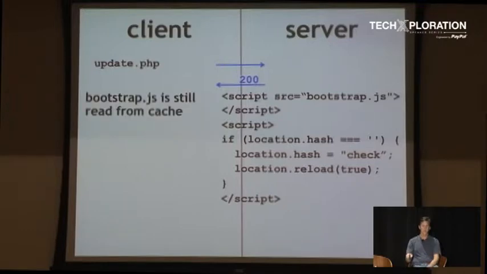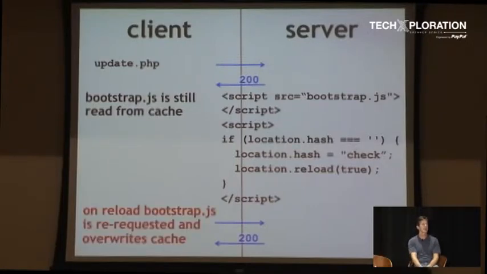So the page reloads. The first time that update.php loads, it loads bootstrap.js from cache, because it's in the cache. But then the reload happens, and the next time update.php gets loaded as part of a reload, it requests bootstrap.js, and it's not a conditional request. And even though it's in the cache and it doesn't expire for another 364 days, since I did reload, it's going to re-request it. And it's going to get the latest version, and it's going to store it in cache. It's going to overwrite the old version 1.7 with the new version 1.8.